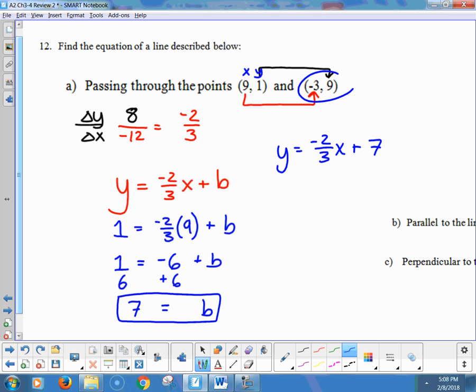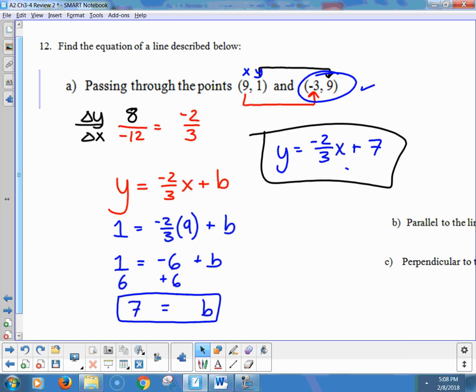It's always good to check, make sure you're right by checking it with the other point. If x is negative 3, I get negative 2/3 times negative 3 plus 7. My 3's would cancel. I'd get positive 2 plus 7, which is 9. So that second point checks out. So we've got ourselves an answer. Let's take a look at part B.